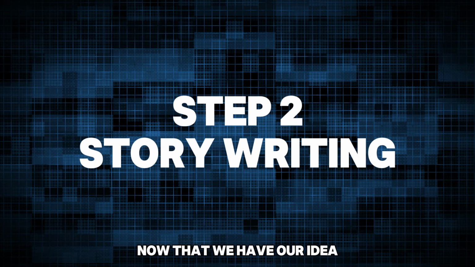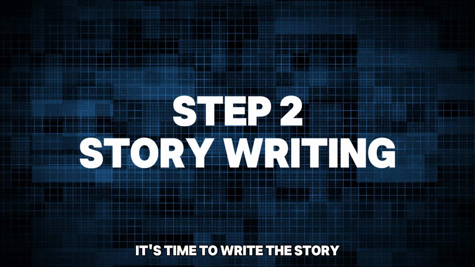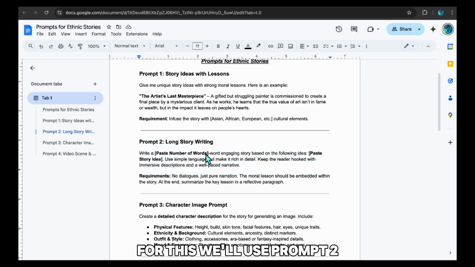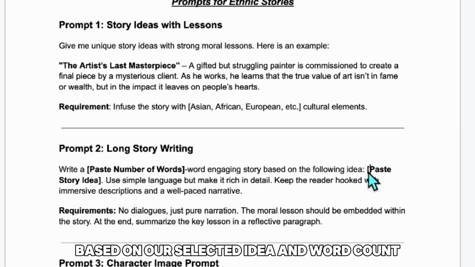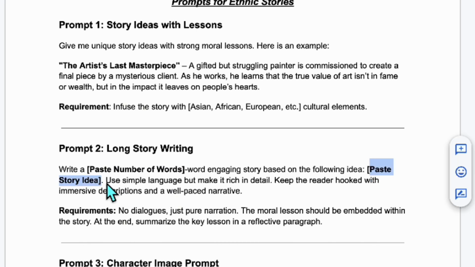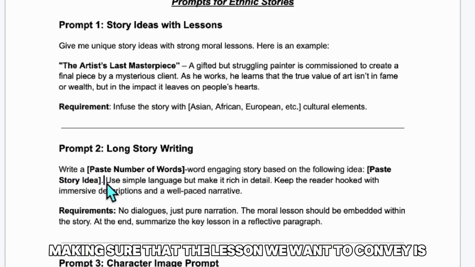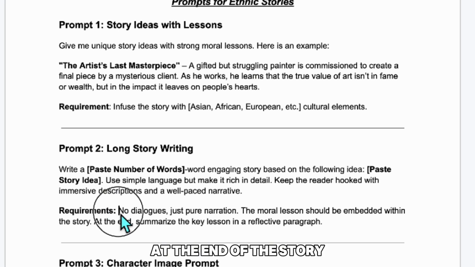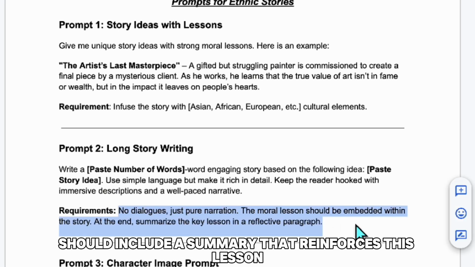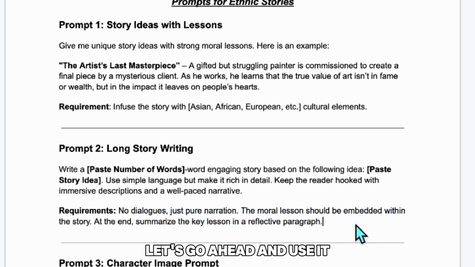Now that we have our idea, it's time to write the story. For this, we'll use prompt 2. This prompt asks ChatGPT to generate a full story based on our selected idea and word count. A key aspect here is making sure that the lesson we want to convey is embedded within the story. At the end, the story should include a summary that reinforces this lesson. Let's go ahead and use it.